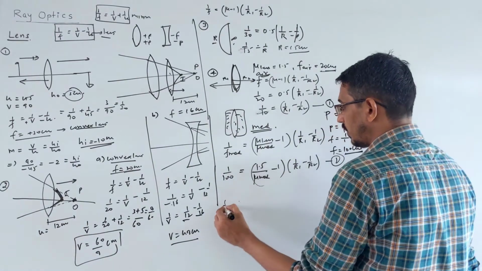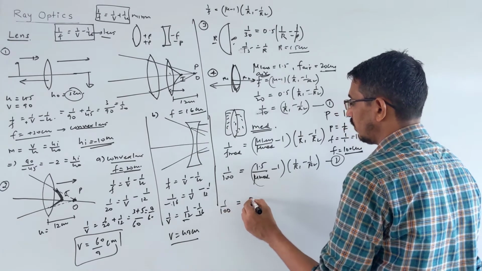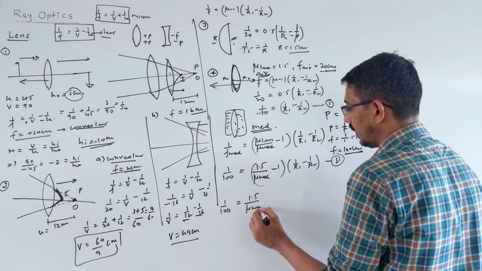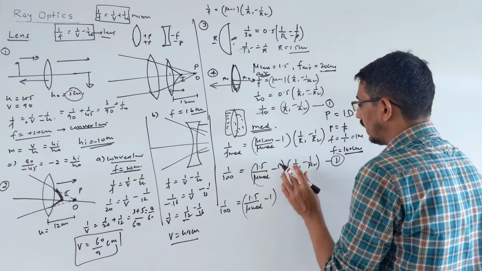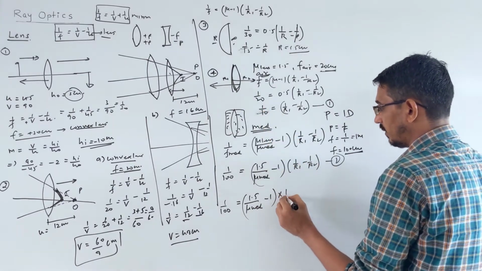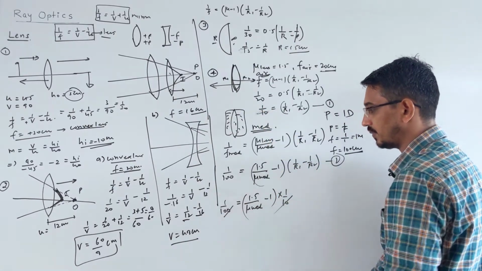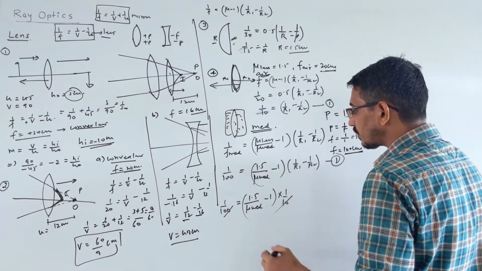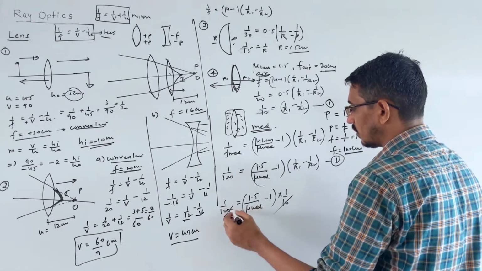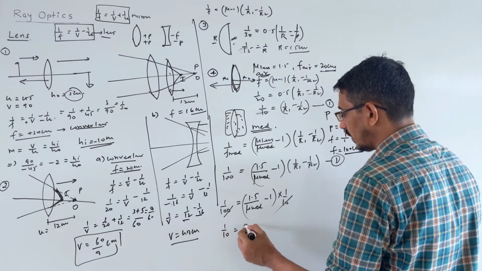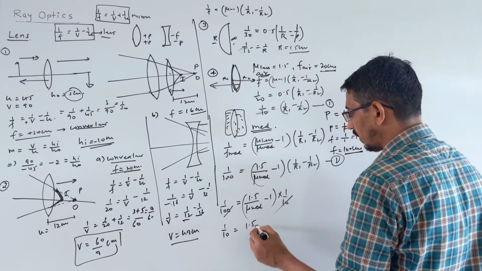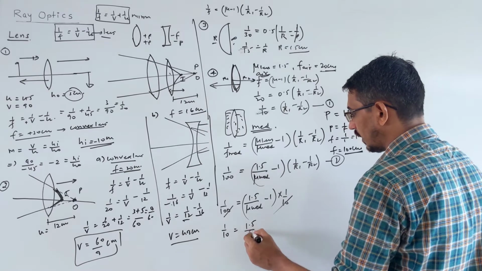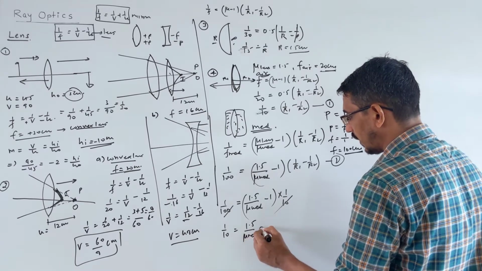So 1 by 100, look here, is equal to 1.5 upon mu of the medium minus 1, and this term value is 1 by 10. You can cancel it here. Correct? Okay. Now let's solve this. We are getting 1 by 10 is equal to 1.5 by mu of the medium minus 1.